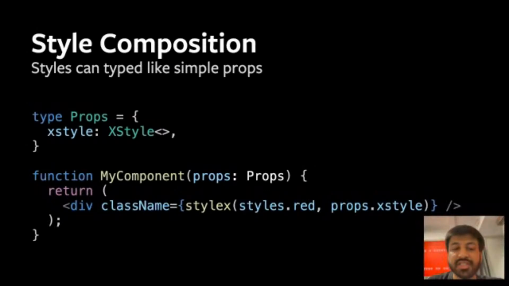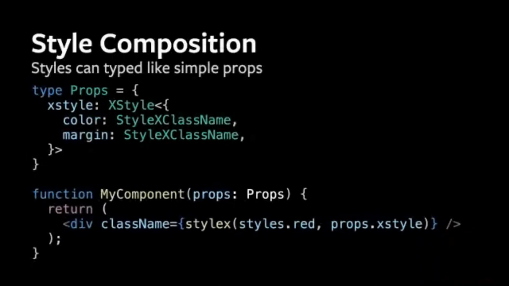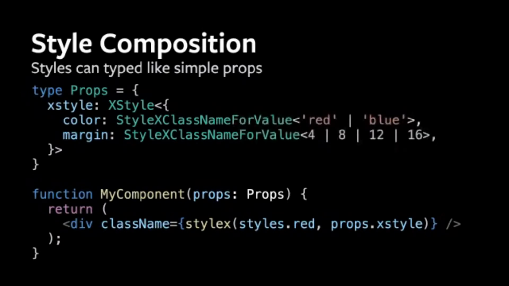But you can constrain this a little further and define just the keys that are allowed to be passed into this component. So in this example, my component takes styles for color and margin, but nothing else. We can take this a step even further and even define the values that are allowed for those keys.